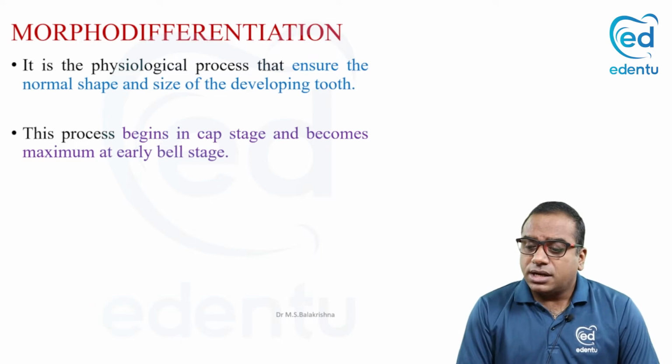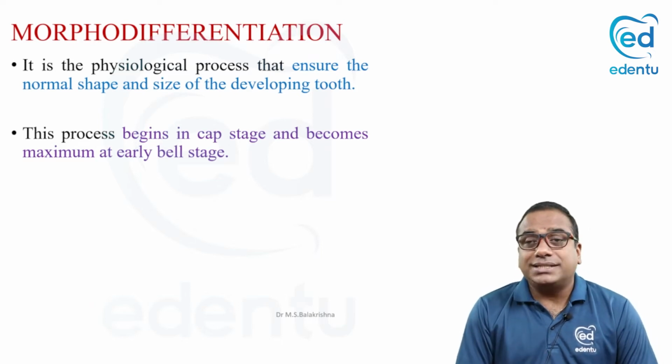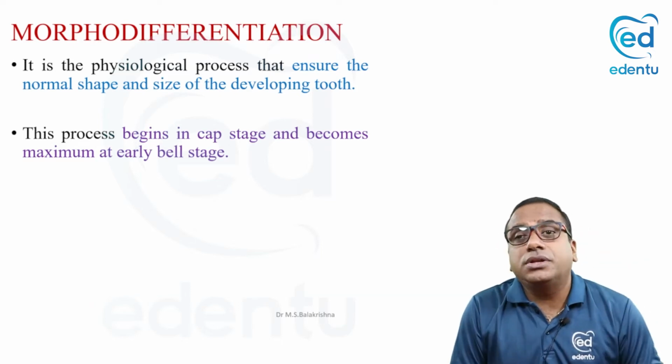The enamel organ develops an invagination into the deeper parts in the cap stage, which further deepens into the bell stage.